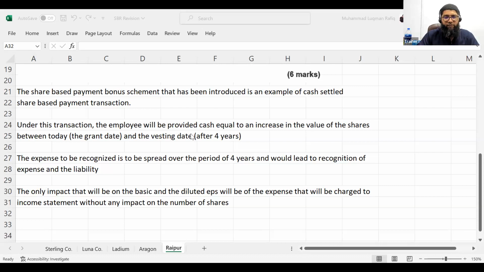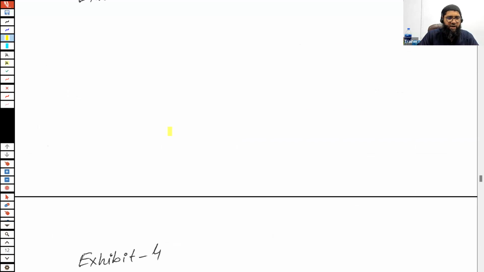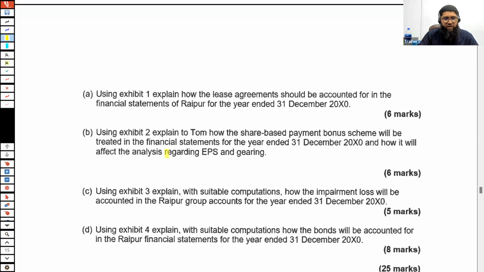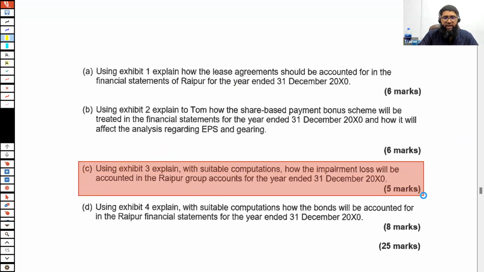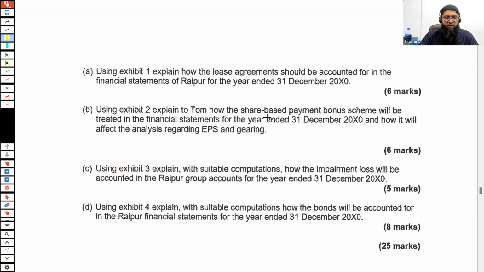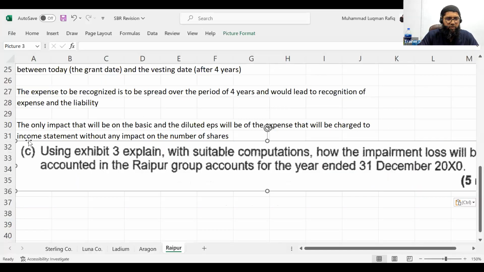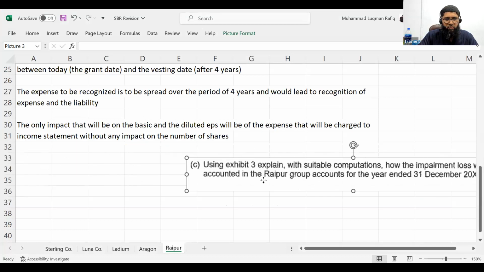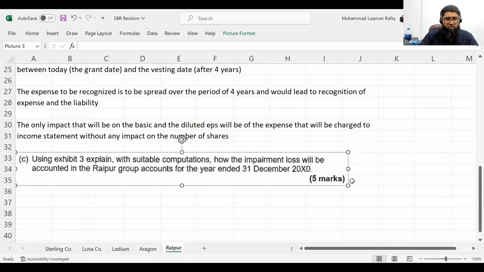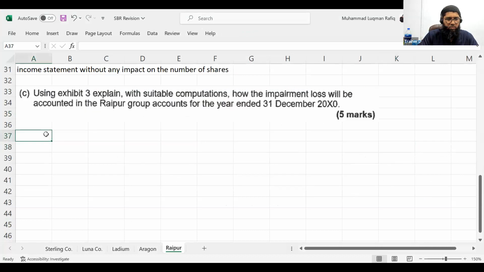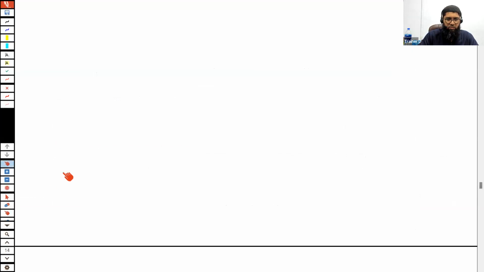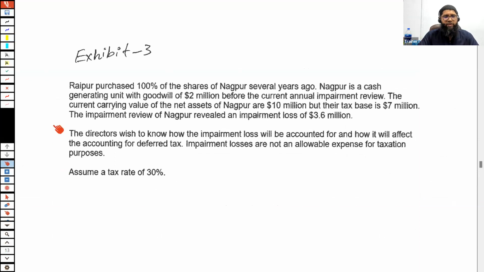Now let's move a bit forward to the third requirement of the question, which is: using Exhibit 3, explain with suitable computations how the impairment loss would be recognized. Can you just go through Exhibit 3, please?